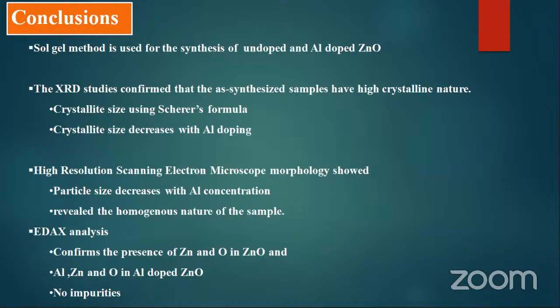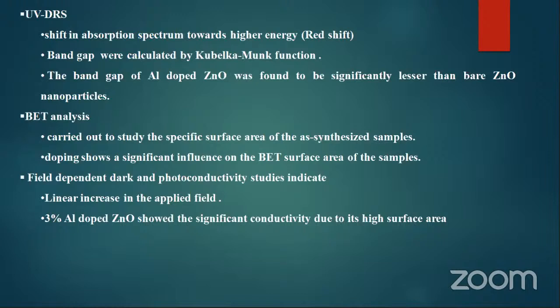We have followed a simple sol-gel method for synthesis of doped and undoped samples, and we have varied the concentration so that the doping concentration will be different. Basic studies like XRD and HRTEM are done, and they showed that the samples are pure, the particle size decreased with the aluminum concentration, and the crystallite size also decreased with aluminum concentration. The band gap of aluminum doped ZnO was found to be significantly less than that of bare nanoparticles. We also got a significant influence on the BET surface area due to doping.